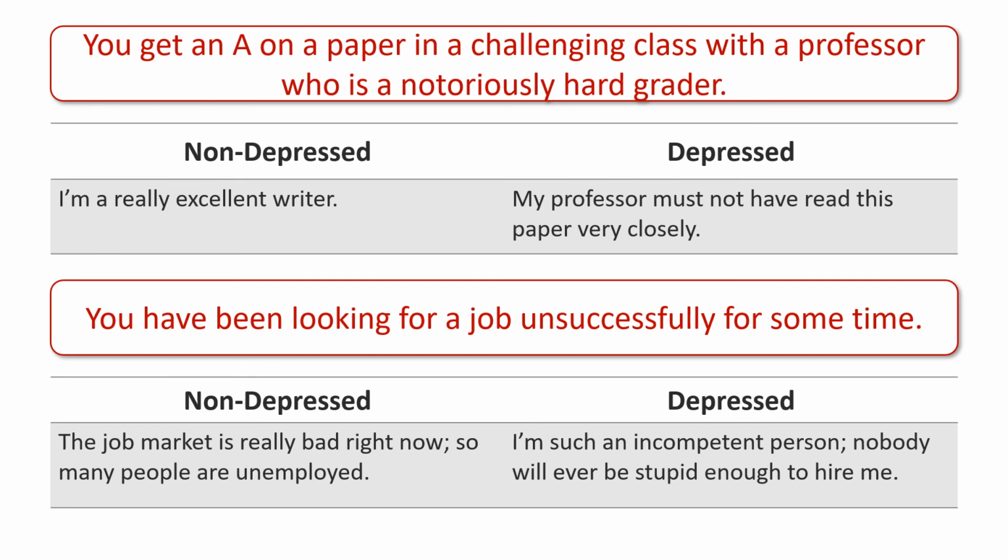So for attributional style theory, understanding an individual's pattern of attributions or explanations that they make for positive and negative life events can help us understand the development and maintenance of their symptoms of depression.